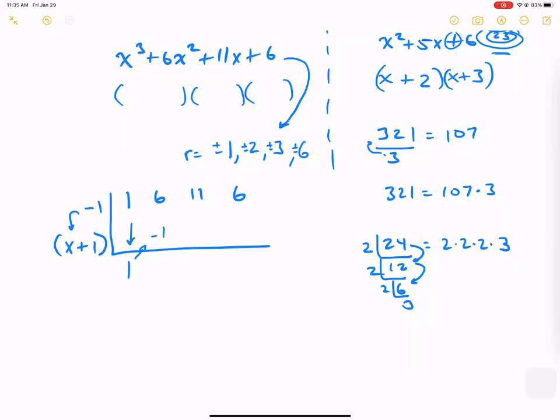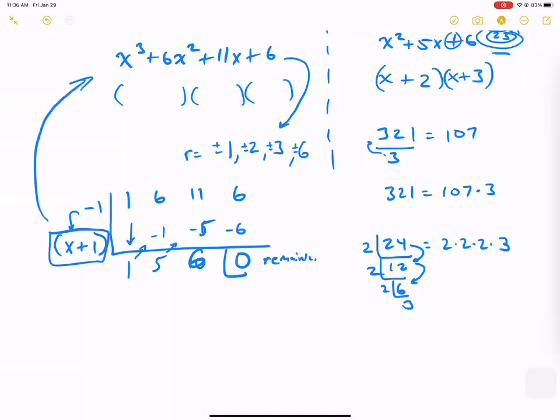Okay, 6 minus 1 is 5. Multiply up to become negative 1. That becomes 10. Whoops, did I make a mistake someplace? Oh, this is 5, I'm sorry, I don't know why I wrote that. This is 5, this is 6, this is negative 6. We end up with 0. That means a 0 remainder. And that means that x plus 1 was a factor hidden inside x cubed.